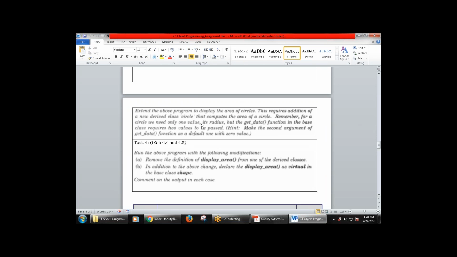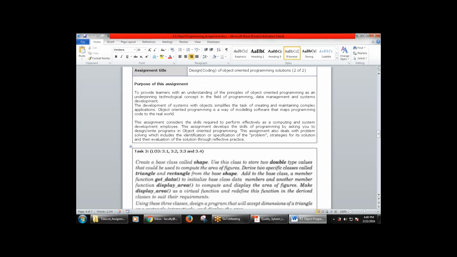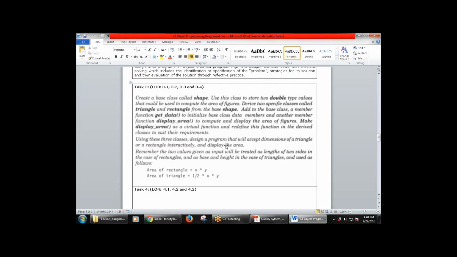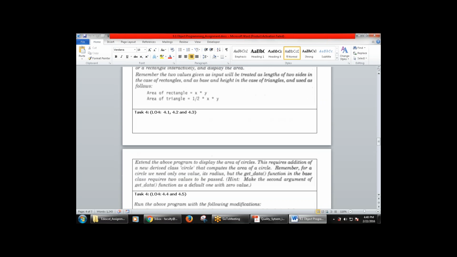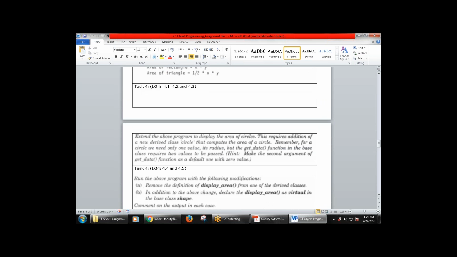Now, we have two inputs already, two inputs for the rectangle and two inputs for the triangle. But the area of a circle needs only one input, which is the radius. So you have created the class, and there is an area, that is half into x into y. So extend the above program to display the area of a circle.